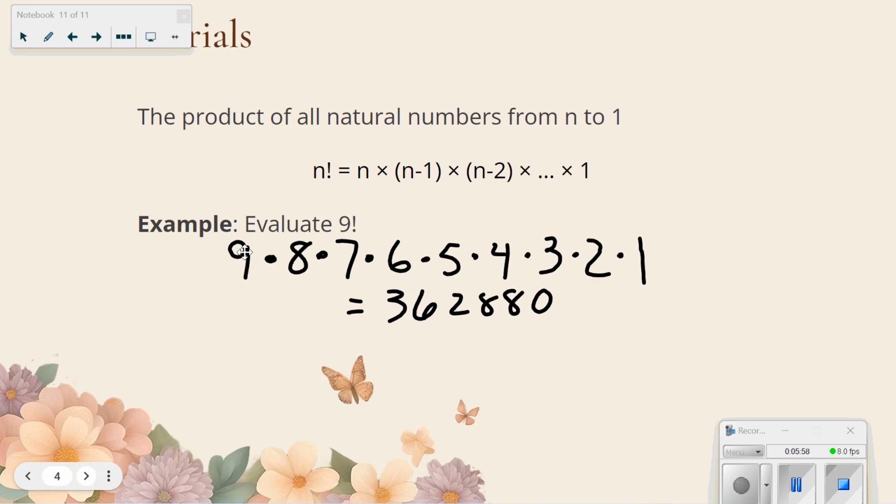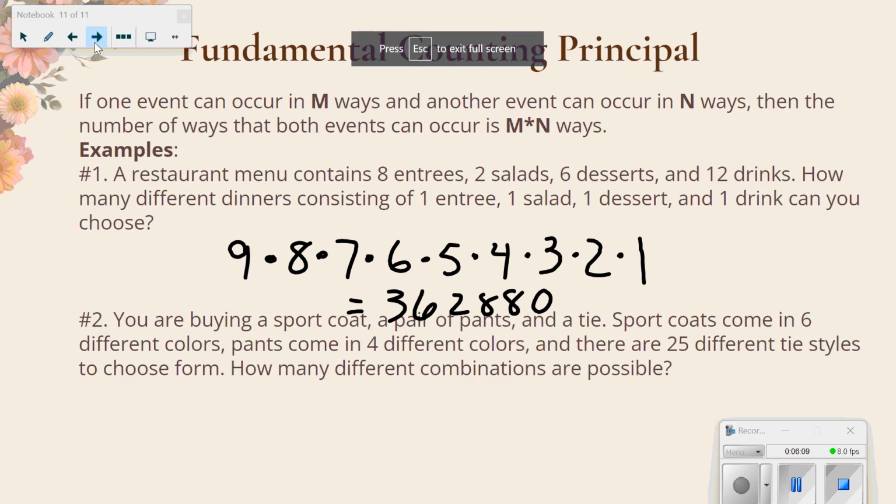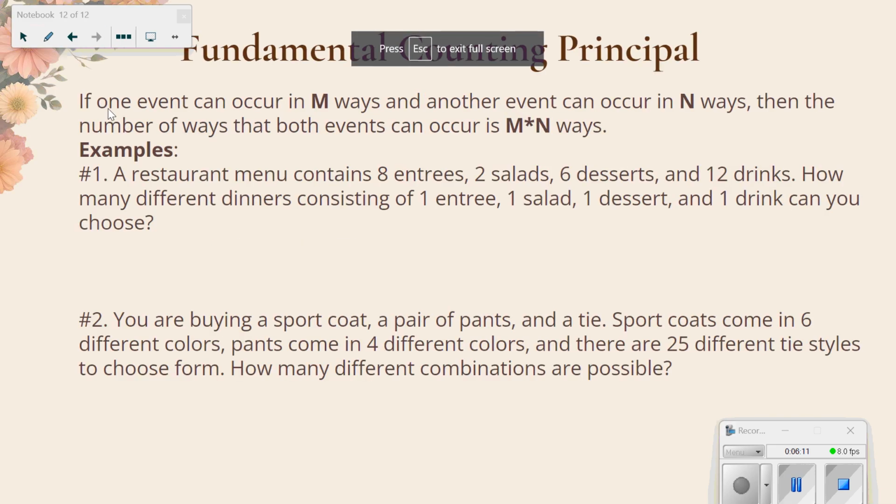So we're going to use factorials, the ideas of that today, and you'll use them a lot in future math classes you take beyond that too. What we're going to discuss first is the fundamental counting principle. So it's not just, hey, how do I count? It's talking about if one event occurs m ways and the other event occurs n ways, then the number of ways that both events can occur would be m times n.